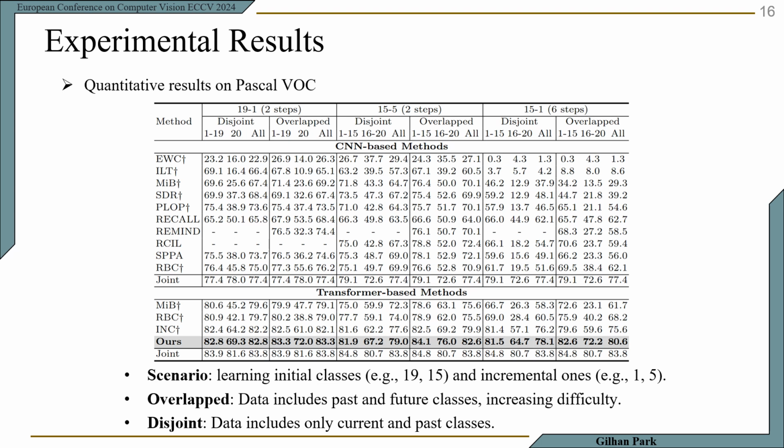In our experiments, the scenario involves learning an initial set of classes, such as 19 or 15, followed by incremental learning of 1 to 5 additional classes at a time. The overlap setting includes both current and future classes, increasing the challenge, while the disjoint setting includes only current and past classes. Despite the difficulty of the overlap setting, our method achieves state-of-the-art results, especially in the 50-to-1 overlap setting scenario. Our approach consistently outperforms others, indicating our superior handling of incremental learning.